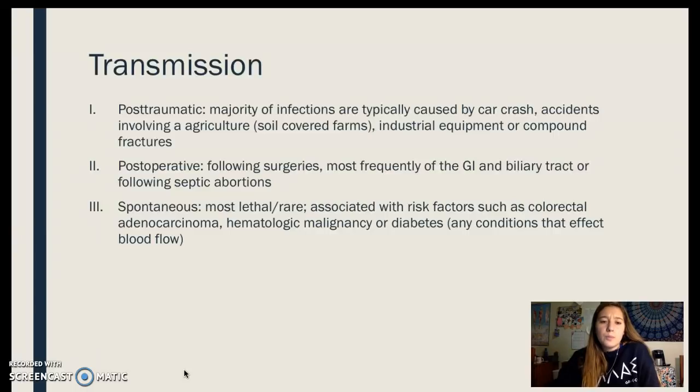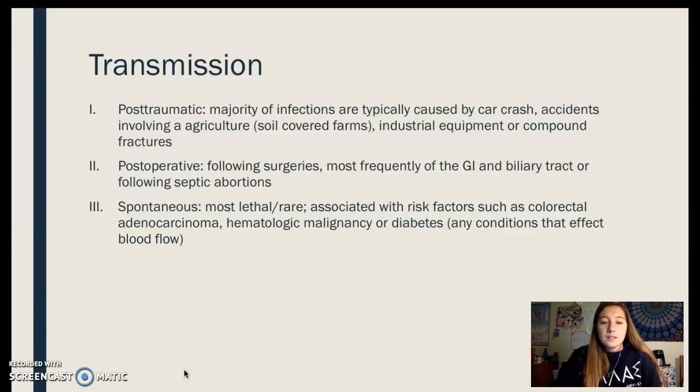There are three categories that people use to classify forms of contracting the disease: post-traumatic, post-operative, and spontaneous. Post-traumatic is after a traumatic experience like a car crash. This is how the majority of infections happen. Or also accidents involving agriculture, like soil-covered farms. Post-operative is following a surgery, most frequently surgeries of the GI and biliary tract, or following septic abortion. Like in that picture, if your stitches aren't cleaned properly and infection occurs, gangrene can occur as well.